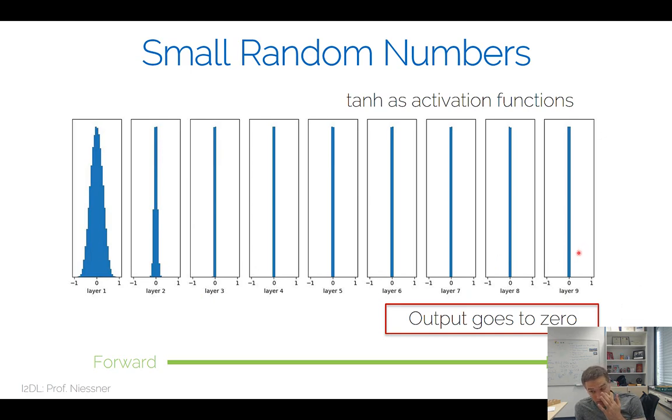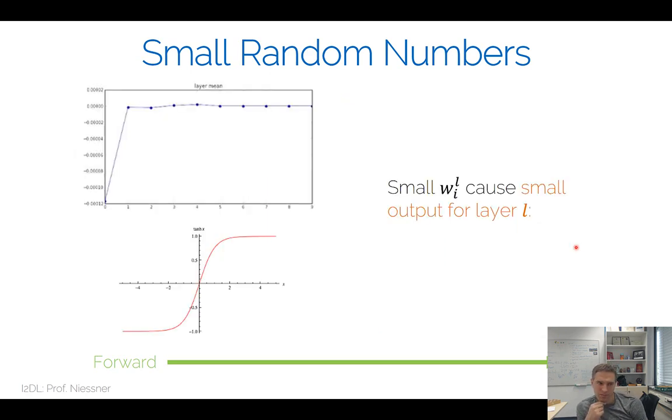Well, why is that happening? We have to look at our tanh function. If you look at our tanh function here, we will see that if I have small values, then I'm in the middle here.